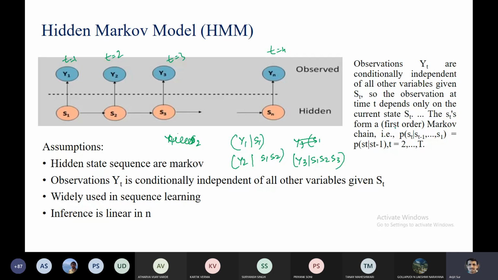You can say the ST is from a first order Markov chain. I wrote it wrongly earlier. We have to write it this way: P of S2 depends on S1, P of S3 depends on S2, S1, and P of Sn depends on S n minus 1, S n minus 2, dot dot dot S1. So this is the Markov chain. I'm sorry, this is right. This is the actual way. But these are hidden states, so we cannot observe them. So this is another graphical model.